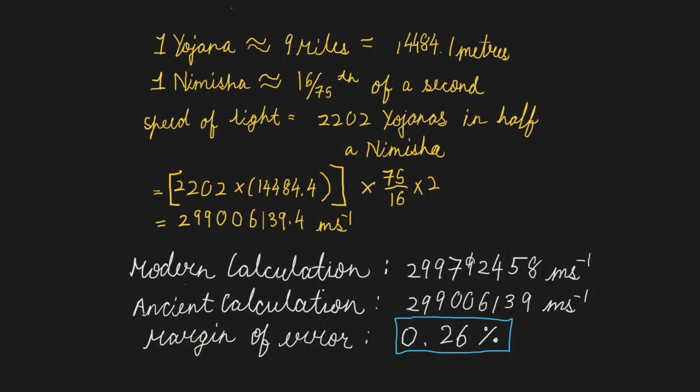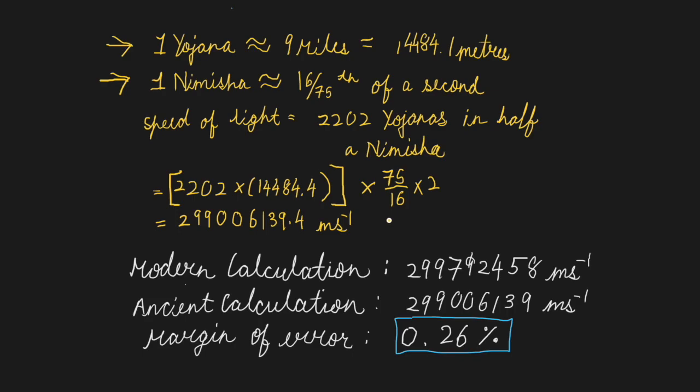In ancient times, the speed of light was calculated by two main units. The first was a yojana. 1 yojana is equivalent to about 9 miles or 14,484.1 meters. The second was a nimisha. 1 nimisha is equivalent to about 16/75th of a second. The speed of light was calculated as 2,202 yojanas in half a nimisha.